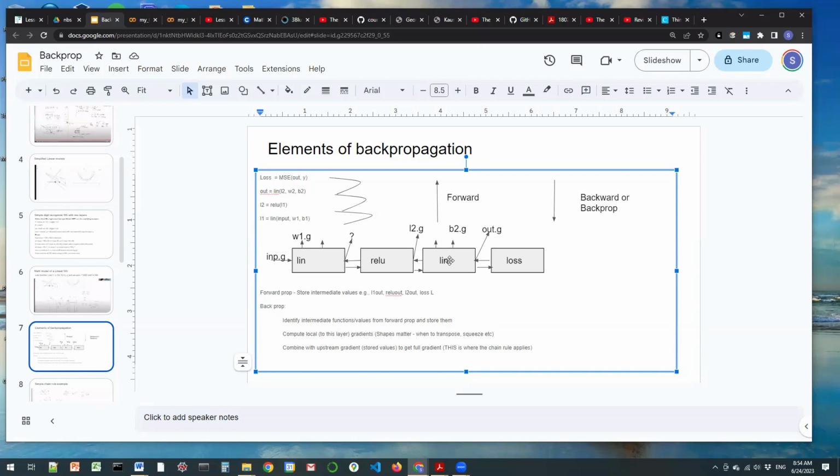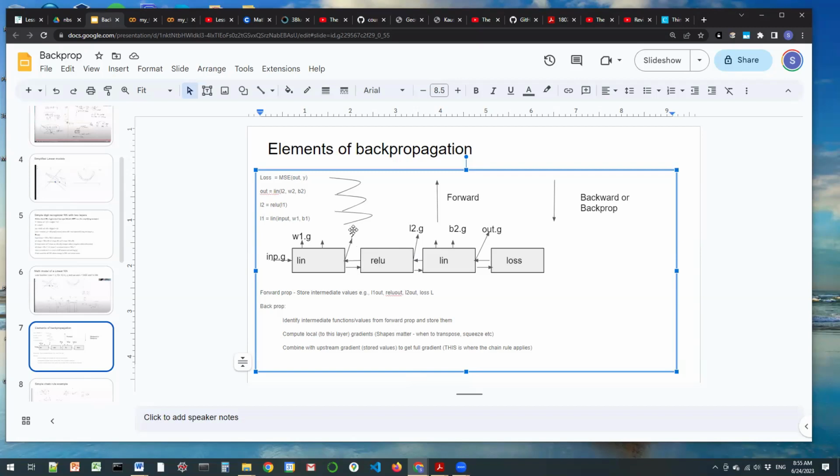So what that means, and we'll look at it in greater detail, is that the gradient of the loss with respect to output is the gradient that's coming in, the first back arrow. I've indicated that with out.g. So in the third step, we use the upstream gradient. The upstream gradient for this block is out.g. The upstream gradient for the ReLU block is its output's gradient, which, remember, its output is L2, so L2.g.